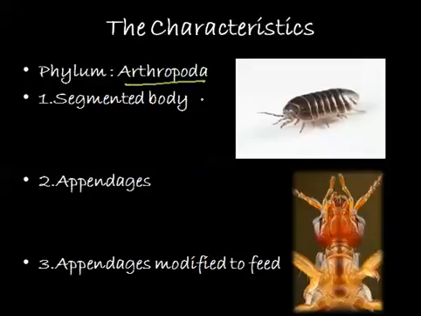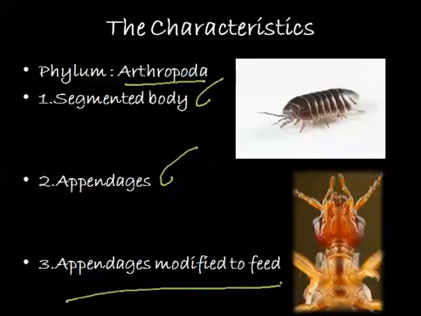For the first of the characteristics, we can see the body is segmented, it has appendages, and the appendages are modified into feet. Like you can see in the picture, the body is segmented, and the appendages are modified into mandibles which help them to feed. These are the first three characteristics of the phylum.